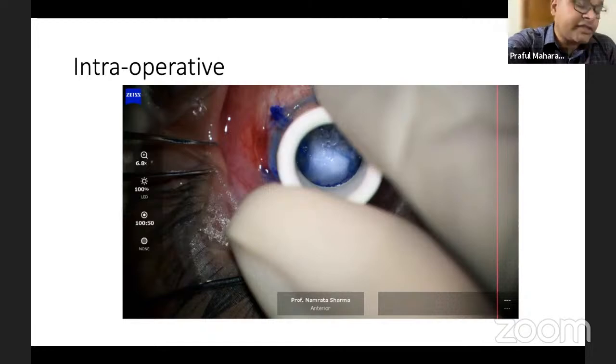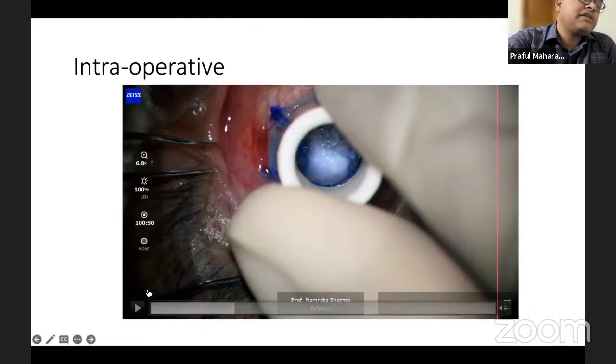And when you're dealing with a corneal opacity like this, a few surgeons believe that first you should do a lamellar dissection, you debulk the cornea and then see what is there in the anterior chamber, and then you make the final full thickness cut.